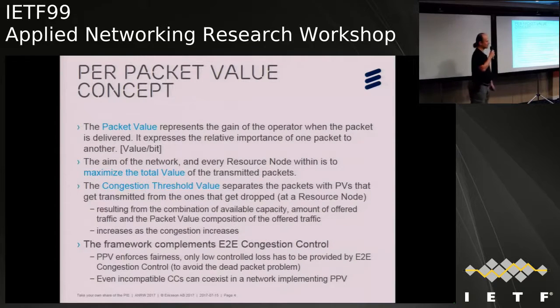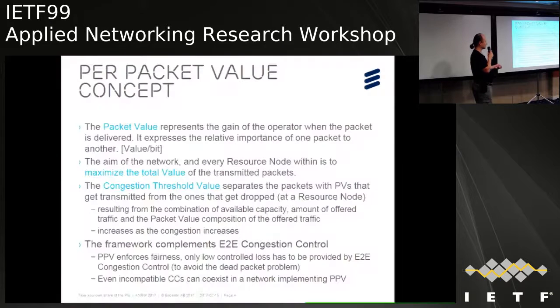And then there is a congestion threshold value in this value space. Below that value, in an ideal system, all packets should be dropped. Above that value, all packets should be transmitted. And this value results from the combination of available capacity, amount of offered traffic, and the packet value composition of that offered traffic. It's actually a pretty good descriptor of what happens in our system.